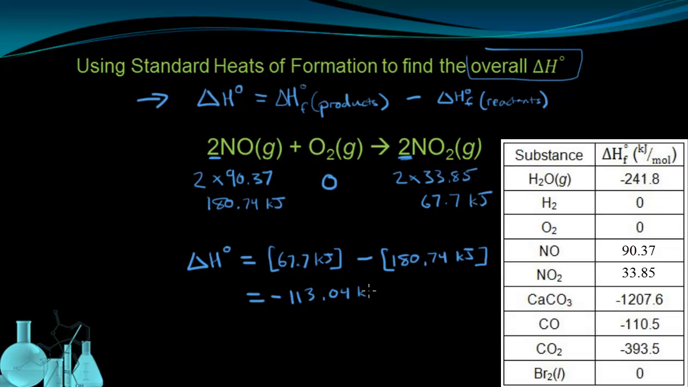113.04 kilojoules. And that's how I can use the standard heats of formation for all the compounds in the equation to find the overall heat of reaction. And this method is based on the same principles that Hess's law is based on, because I'm essentially saying that the steps are for each of the components of the reaction: the formation of NO, the formation of O2, and the formation of NO2. I'm treating each of those formation reactions as steps to put together to get this overall equation.